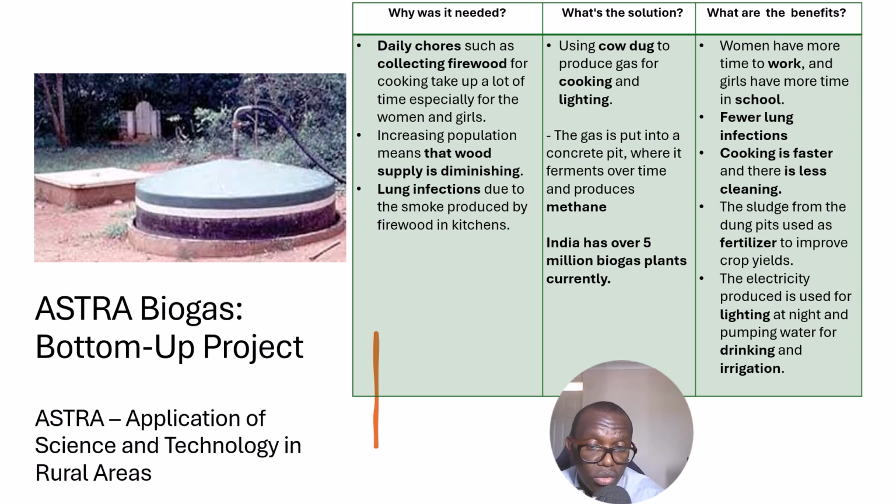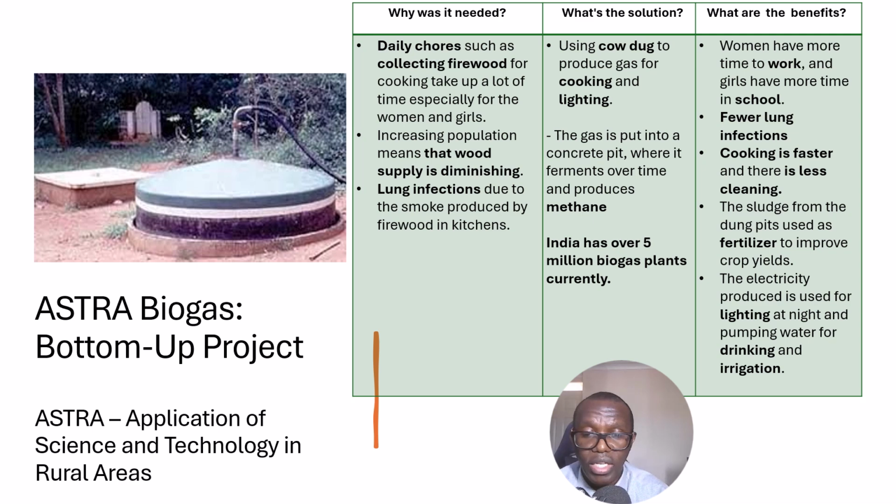The third reason why it was needed is that people were getting sick from lung infections due to smoke produced by firewood in kitchens. So what was the solution then? So this project aims to use cow dung to produce gas for cooking and for lighting.